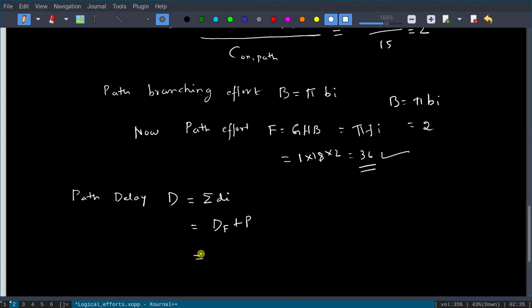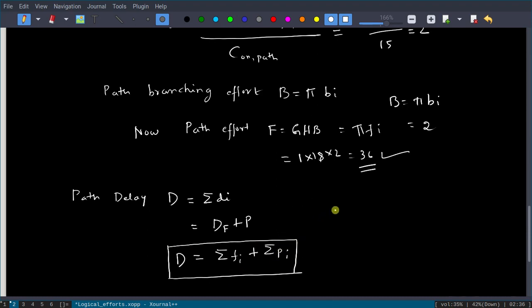So DF is nothing but the path effort. DF is the summation of all the stage efforts, that is fi, plus all the parasitic delay, and that will give the path delay. So capital D has two components. One is path effort, so the efforts of each stage you should know and add. The other is the parasitic delay.